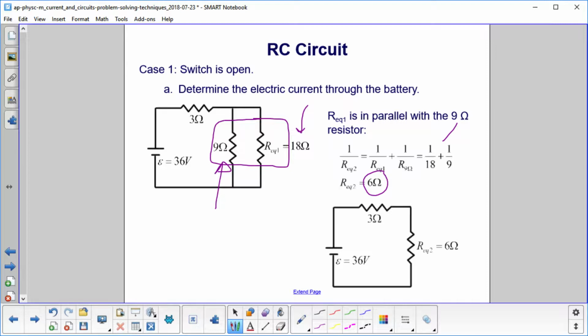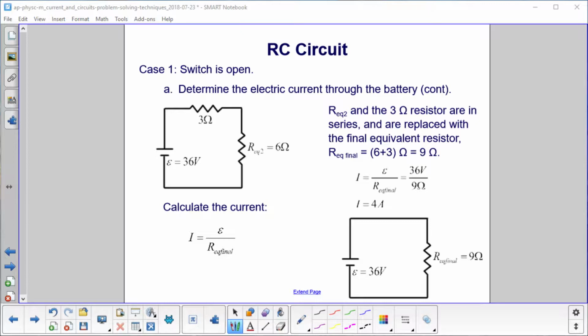And it's always good to do a quick check. Is that 6 less than either one of those resistors? Yes, it is. It doesn't prove it's the right answer, but it would show it was the wrong answer if we came up with an equivalent resistance of like 12 ohms, for example. We redraw the picture, and what do we have here? Check on the next slide to make sure you got it right.